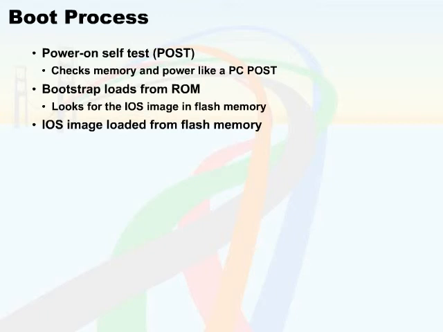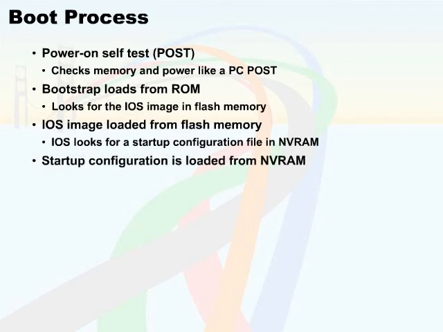Then, once the iOS image is loaded from flash, the iOS is going to look for a startup configuration file in the NVRAM. If it does find one, it's going to go ahead and load that startup configuration file into memory, and this is of course going to fully configure your router and bring all your interfaces up and make it route and all that good stuff.